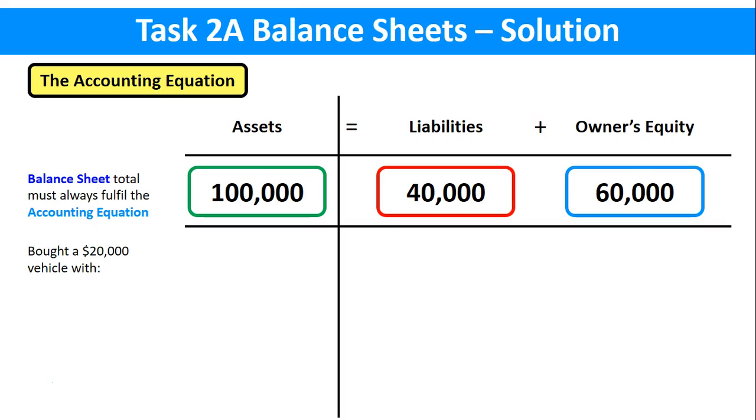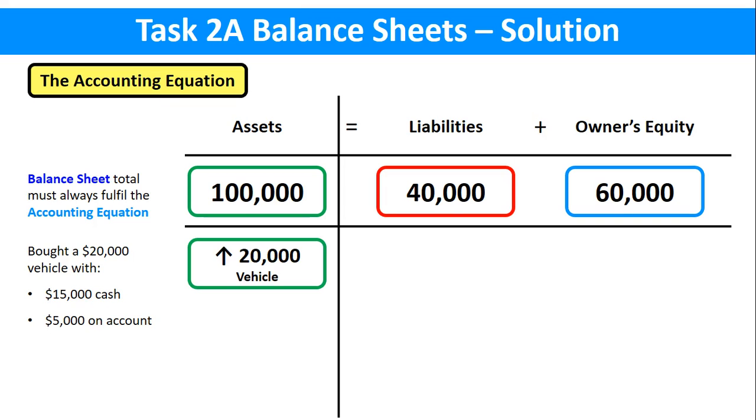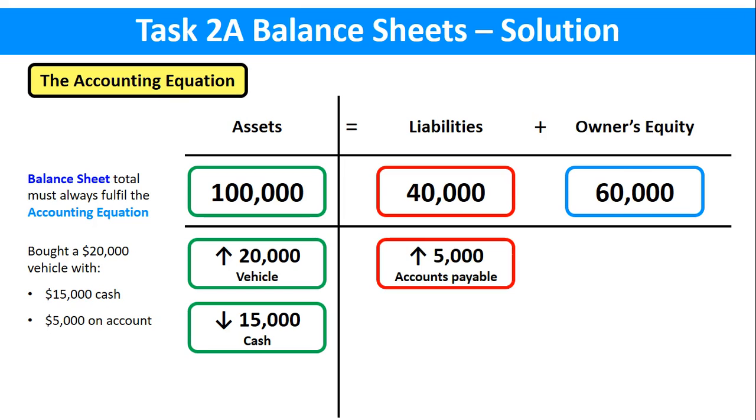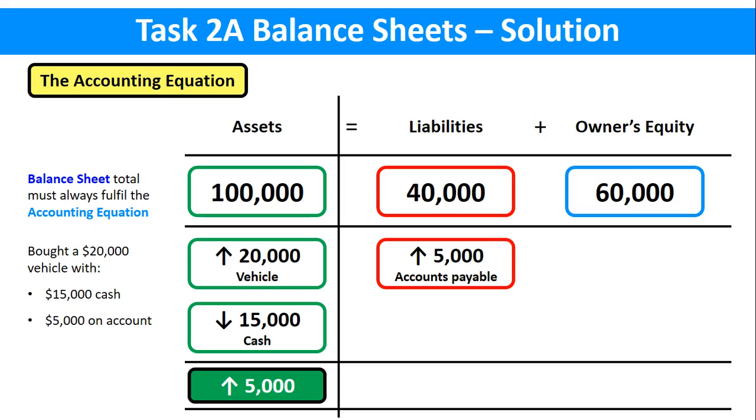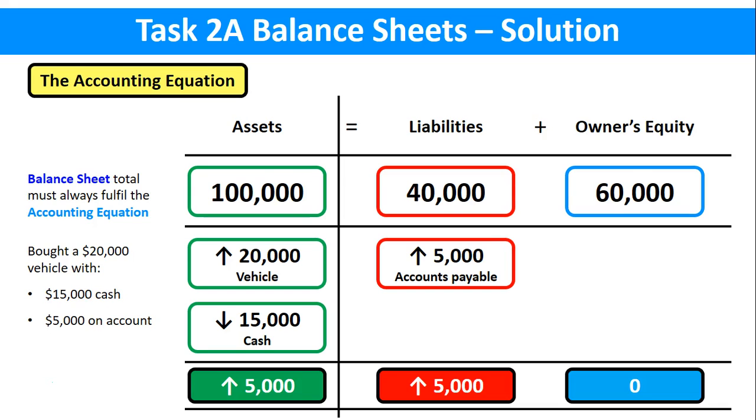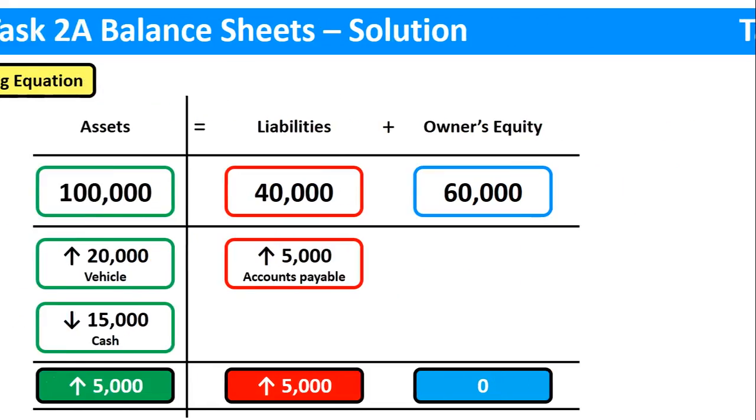It's also true for every individual transaction. So whether we bought a $20,000 vehicle with $15,000 cash and $5,000 on account, we'd have an asset called vehicle going up $20,000. We'd also have an asset called cash going down $15,000. And we'd have a liability called accounts payable or creditors going up $5,000. And just looking at that transaction, we've got assets going up 20 but down 15. That's an increase of 5,000. Liabilities went up 5,000 and owner's equity wasn't affected. So the two sides equal: assets equal liabilities plus owner's equity. So that's whether it's a business as a whole or each individual transaction.